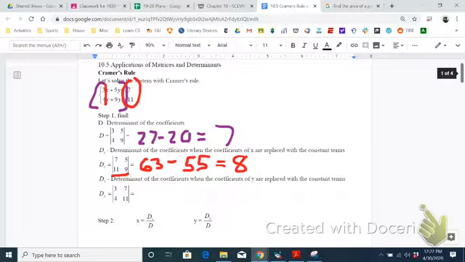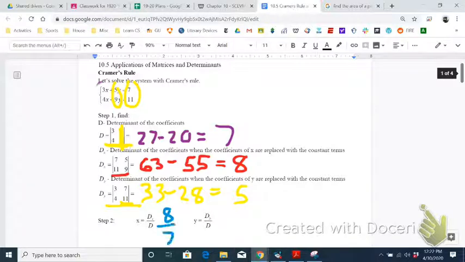Then do the same exact thing with D of y, but now instead of replacing the x coordinates, we're going to replace the y coordinates with the answers here. So we've got this original D matrix, but we replace this column here with 7 and 11. We cross multiply and we get 33 minus 28, which is 5. And our final answer is that x is going to equal D of x over D, and y is equal to D of y over D.